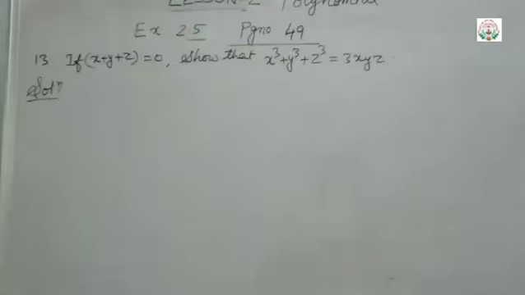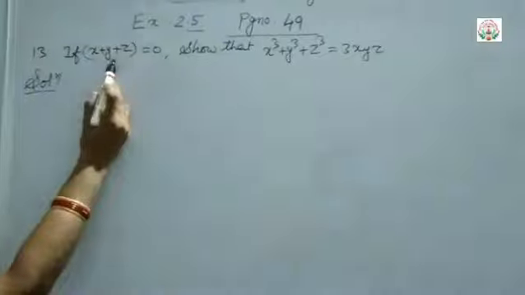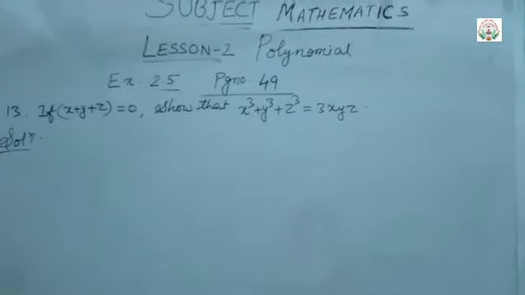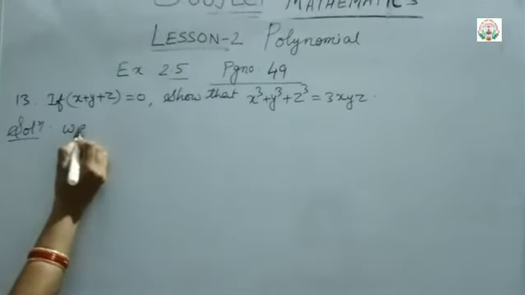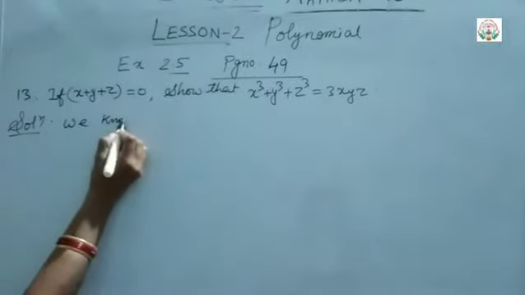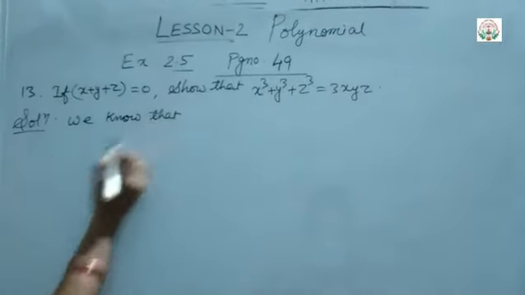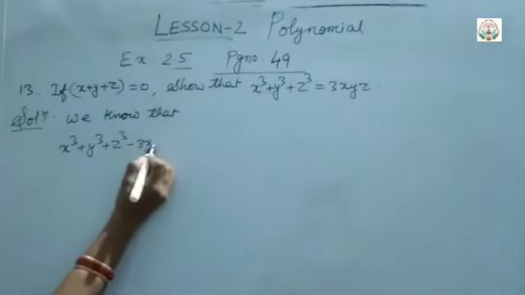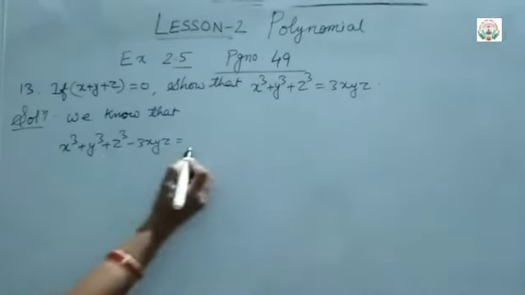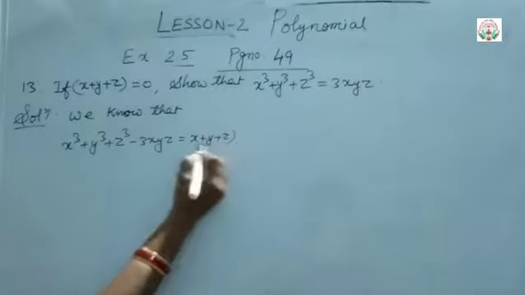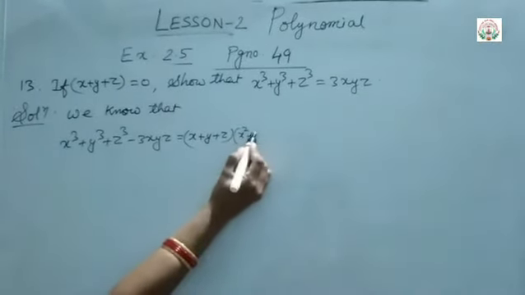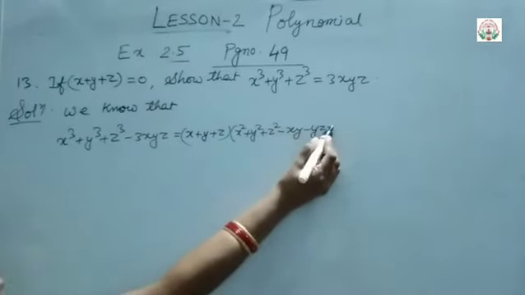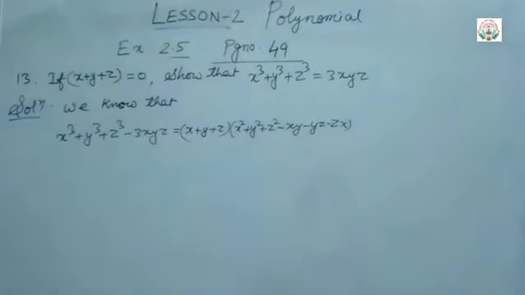Now see, question number 13. If x plus y plus z equals 0, then show that x cube plus y cube plus z cube equals 3xyz. So we will write here, solution: we know that the formula of x cube plus y cube plus z cube minus 3xyz equals (x plus y plus z) into (x square plus y square plus z square minus xy minus yz minus zx). This formula we know.